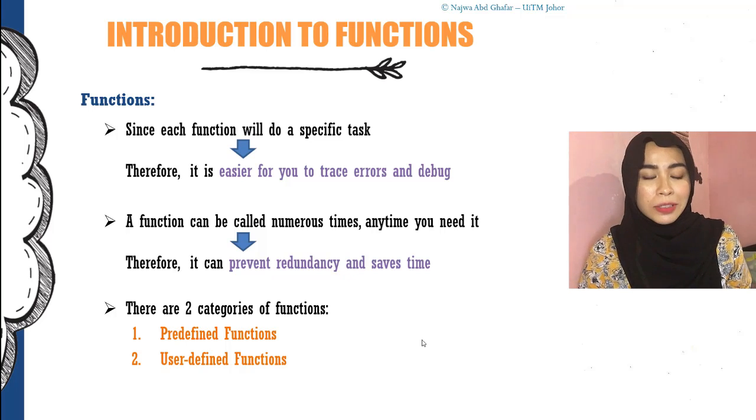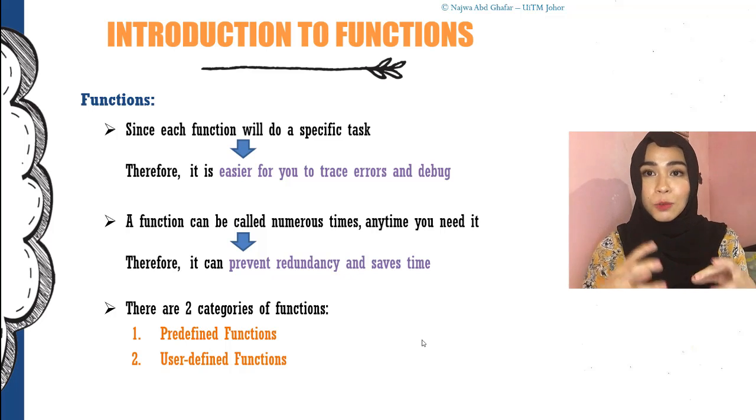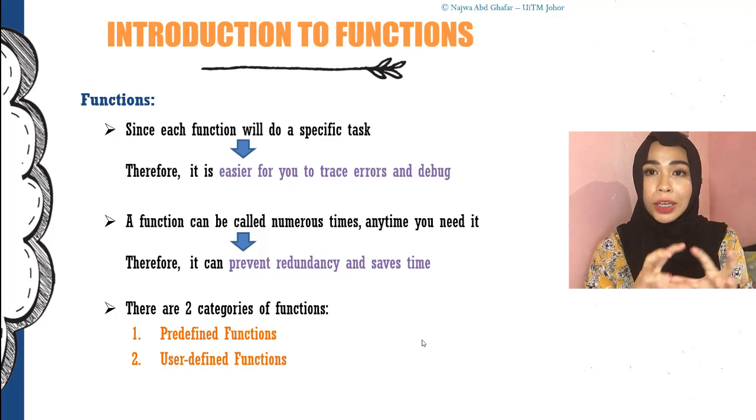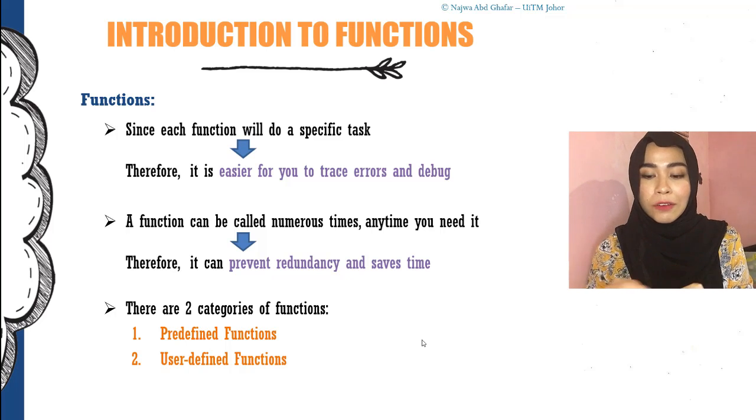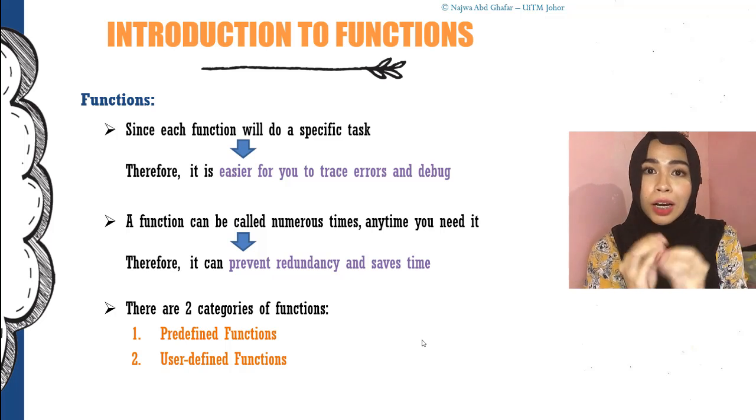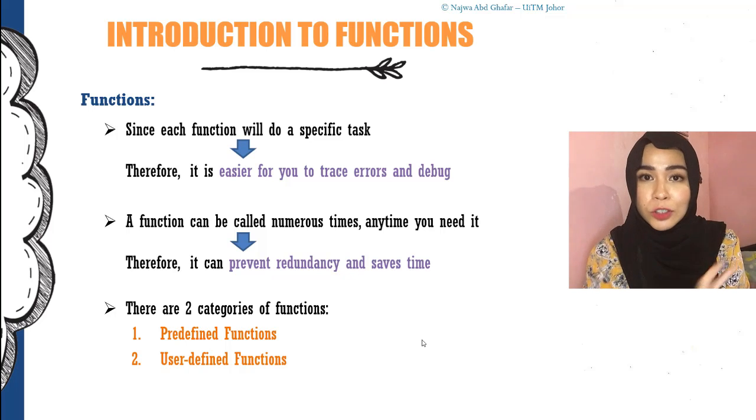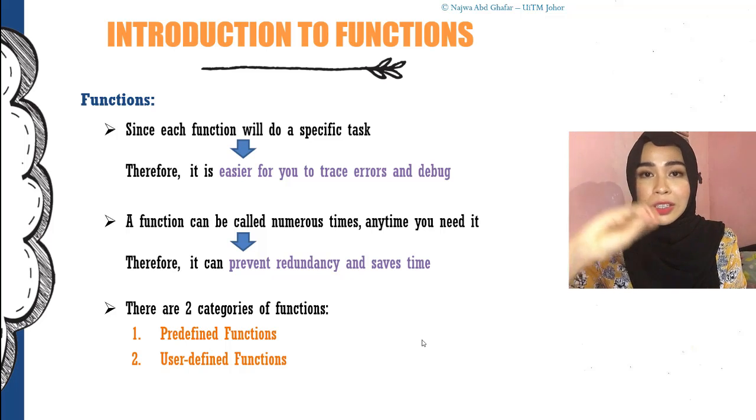Since each function will do a specific task, it is easier for you to trace errors and debug. Meaning that since we have put our coding in different functions, whenever, let's say, we have an error in the display greetings, we know that the error comes from that function, so we don't need to check the other areas. That's why it is easier for us to trace the errors and debug whenever we use functions. Whenever there's an error in that particular function, we can just look at that.